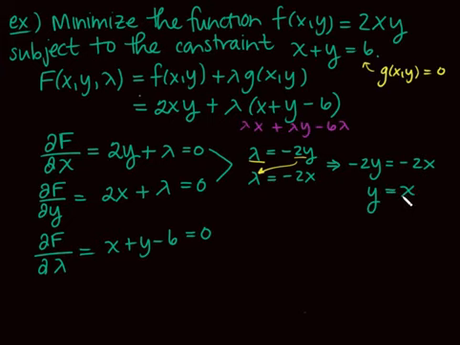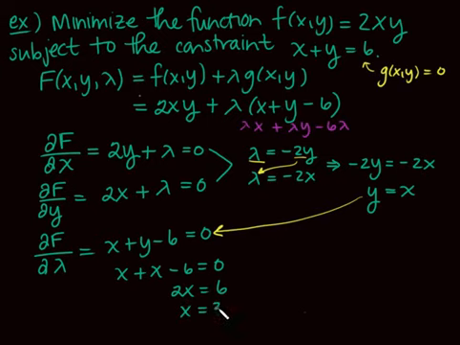That tells me that y must equal x. Now I need some way to find y and x, so I'm going to plug it into this equation. I'll let y equal x, so I would get x plus x minus 6 equals 0. So I get 2x equals 6, so x equals 3, which means that y must be 3 as well. Then I can find my lambda if I want to too. I don't really need to though, because I found the point where my minimum is going to occur, okay?